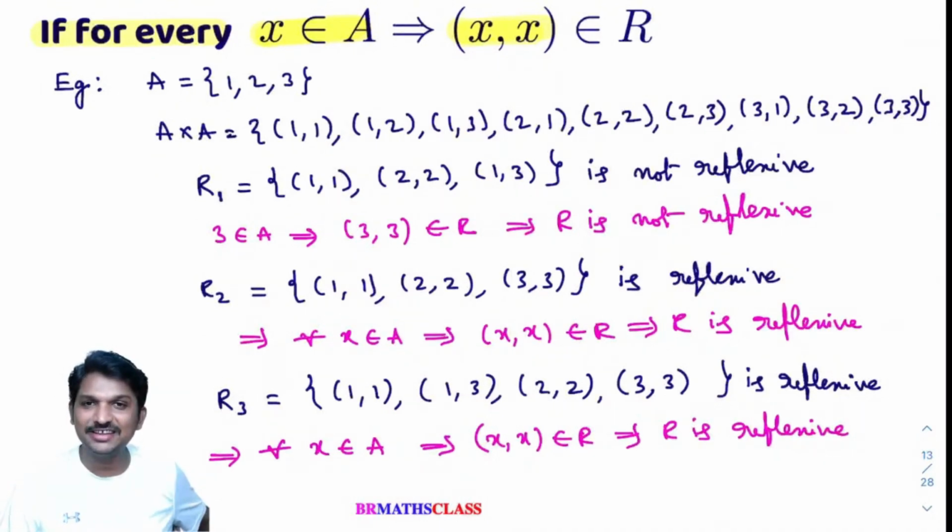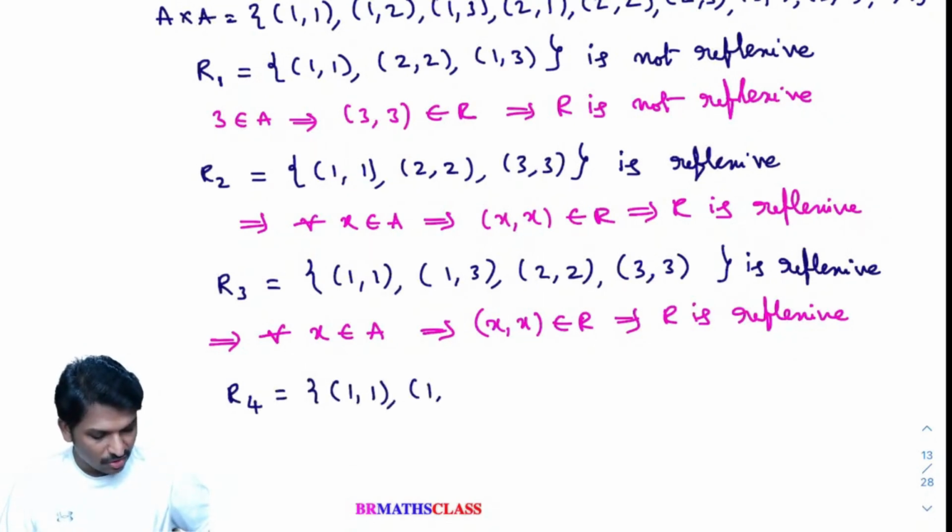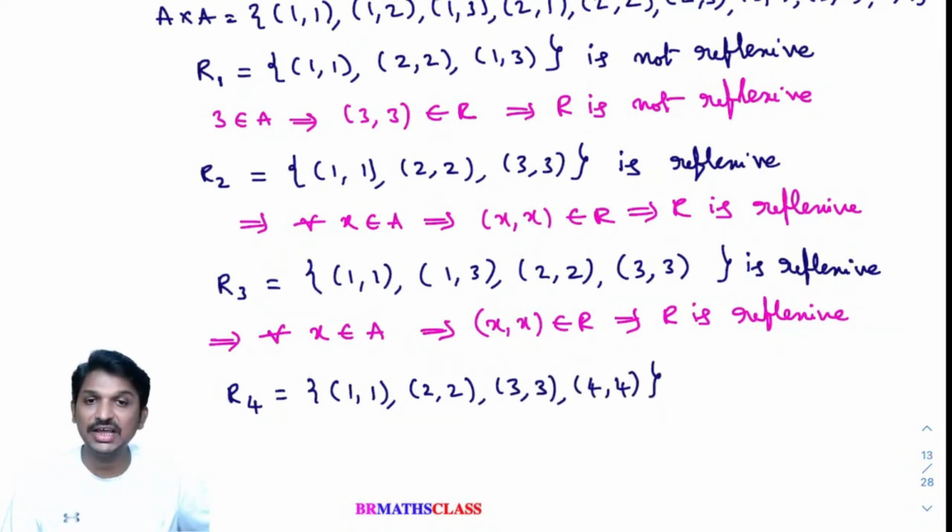I can say that there is a chance that you will confuse it easily. After writing the relation, you just comment whether it is a reflexive relation or not. Okay. I'll take a relation like this, R4. This contains 1 comma 1, 2 comma 2, 2 comma 2, 3 comma 3, 4 comma 4. Okay, I have taken a relation like this.